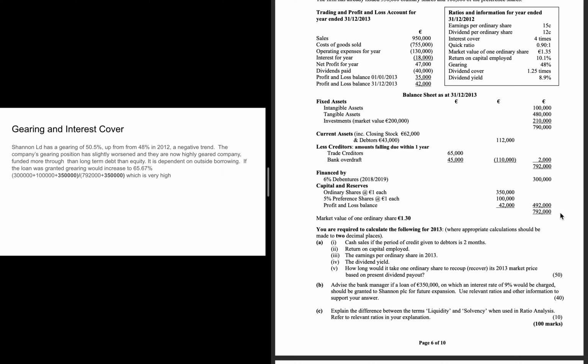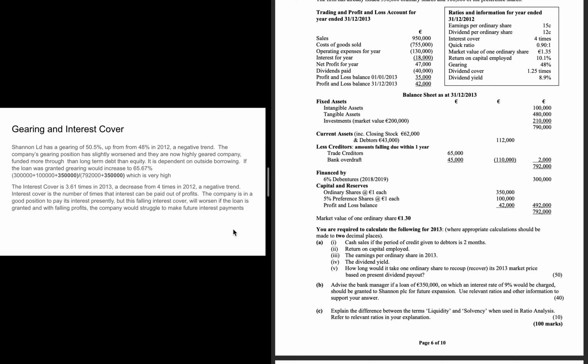Of course, that 350 also gets added in here onto the 792 because the 300 will go up to say 650. 650 plus 492 would be whatever would be 1042, which is very high. So I worked it out and I got 65.67. That's very high. So it's very important that I refer to what my new gearing will be.